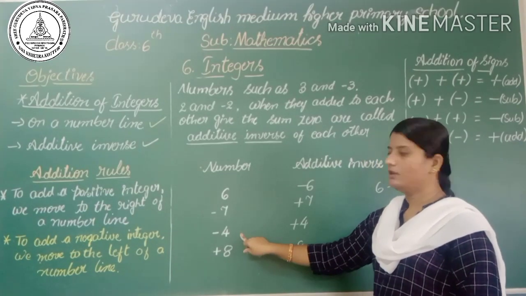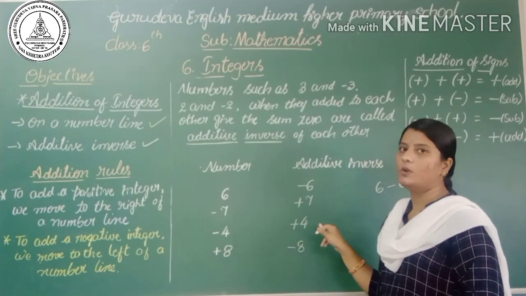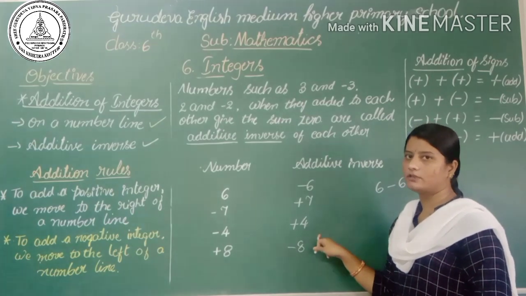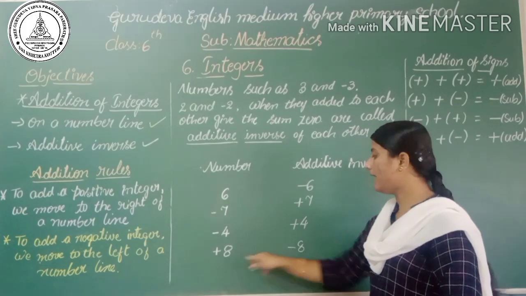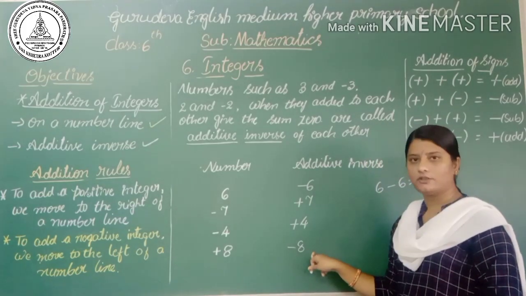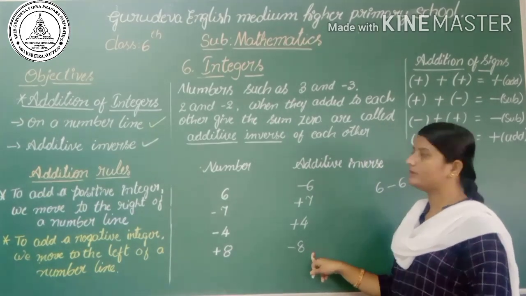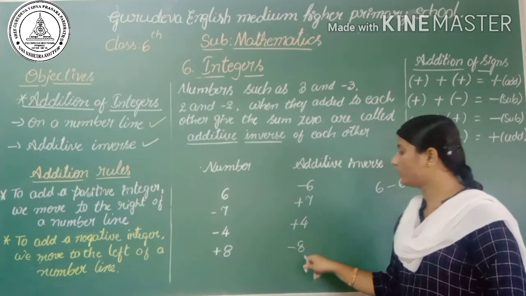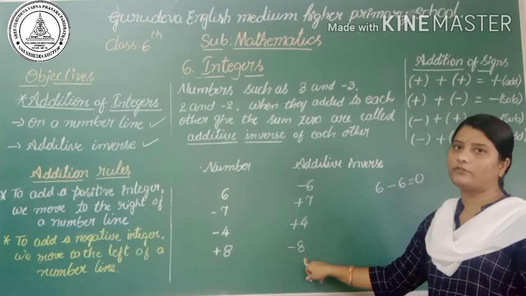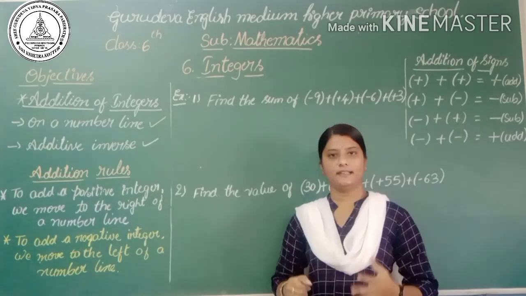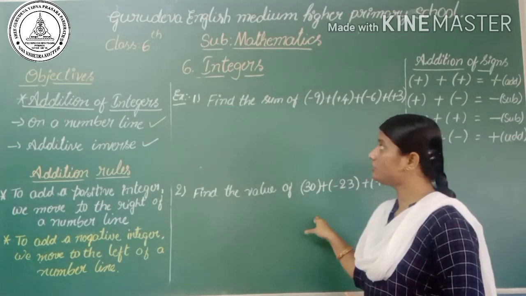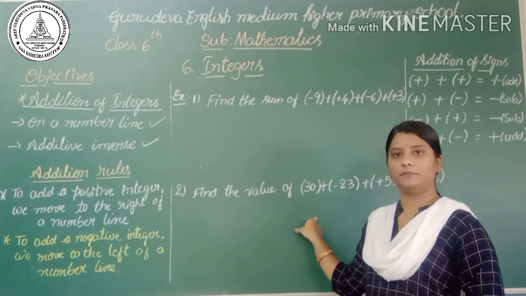Right? So we can say that these two are additive inverses of each other. Then minus 8 and plus 8. If we add these two integers, we get the sum 0, so they are called additive inverses of each other. Okay, is it clear? Let's do an addition of integers without using the number line.